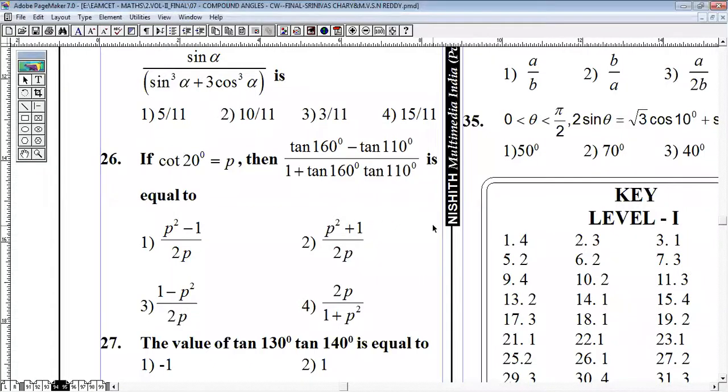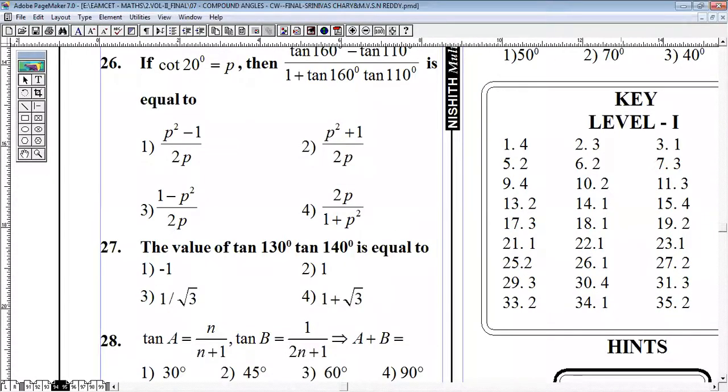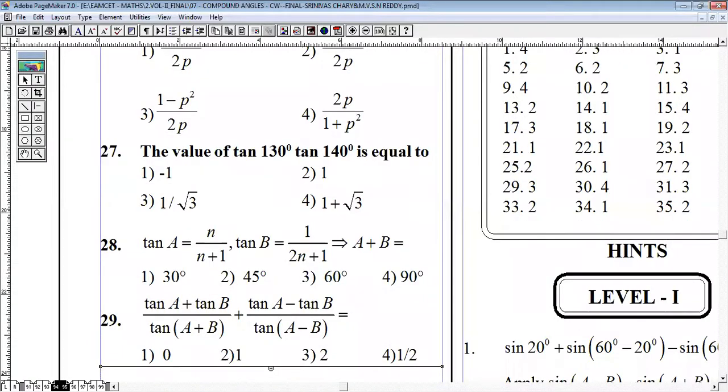Next, look at the 27th problem. What is the value of tan 130 into tan 140? Observe what the sum of the angles is. 130 and 140, the sum of the angles is 270.